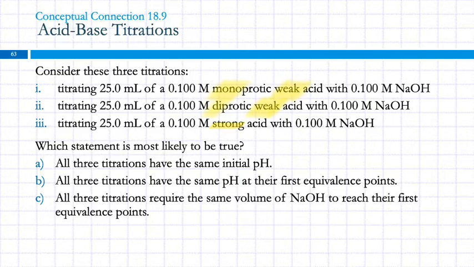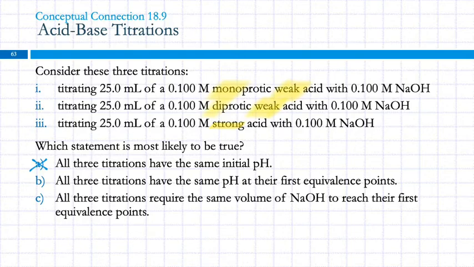All 3 titrations have the same initial pH. Is that going to be true? No. Name one reason. Yeah, we got weak acids and strong acids, right? And those 2 weak acids are going to have different Kas. And the one is diprotic and the other is monoprotic. So that one's not correct at all.